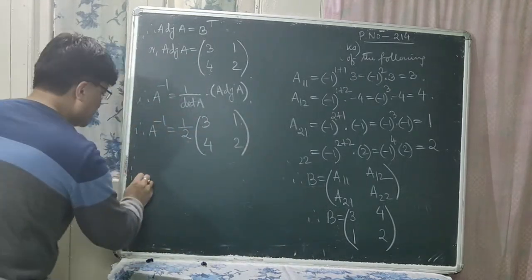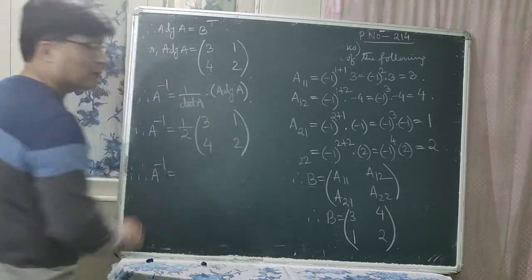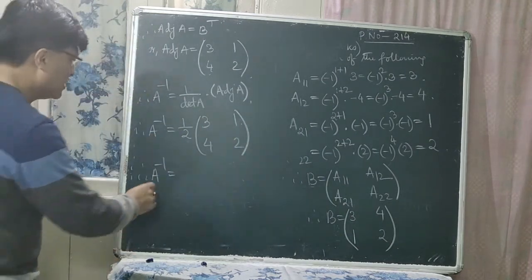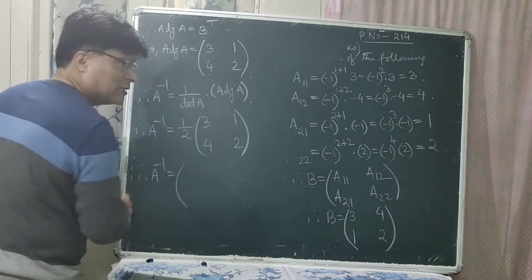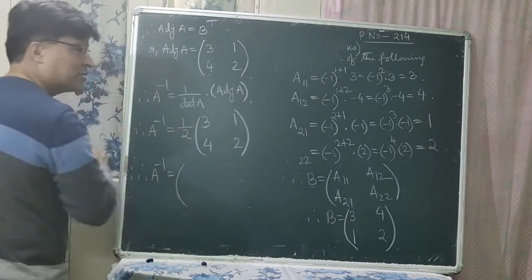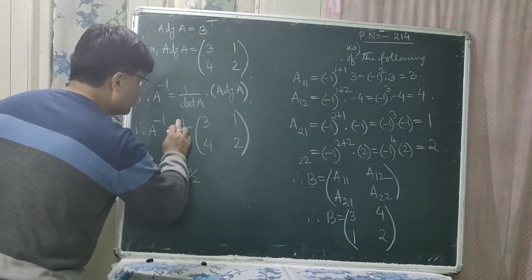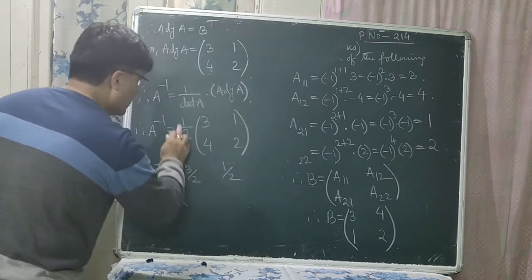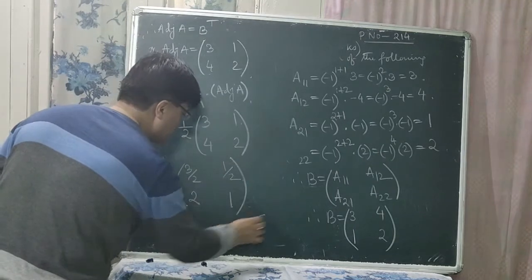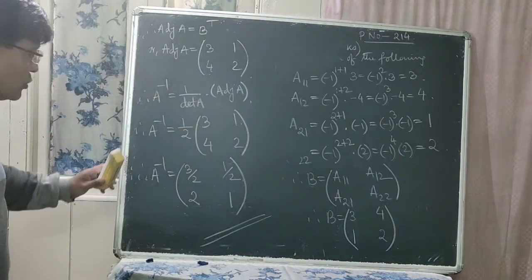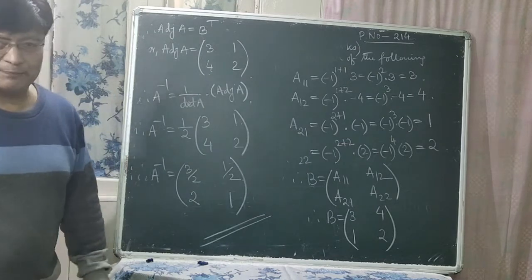And you know that this half is the scalar multiplication of this matrix, right? So you have to multiply each element of this matrix by this scalar quantity half. That means what do we get? It is 3 by 2, half into 1 is half, half into 4 is 2, half into 2 is 1. So this is the answer. This A inverse is the inverse of the given matrix A.